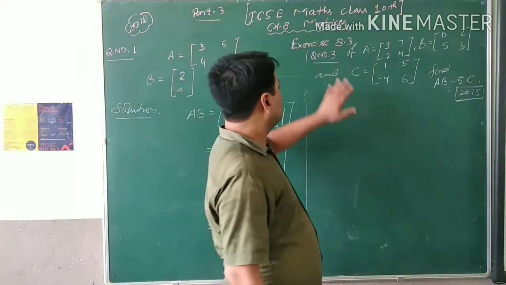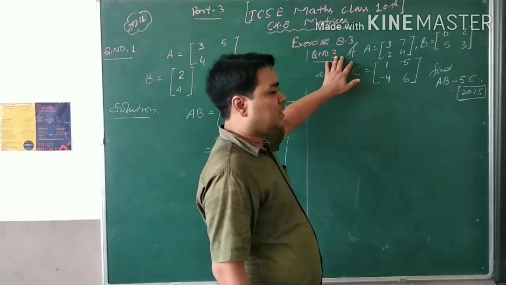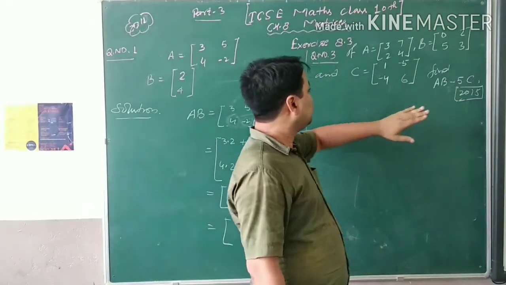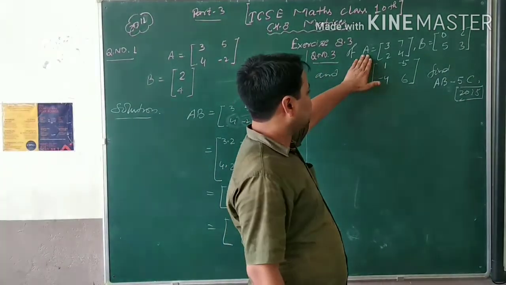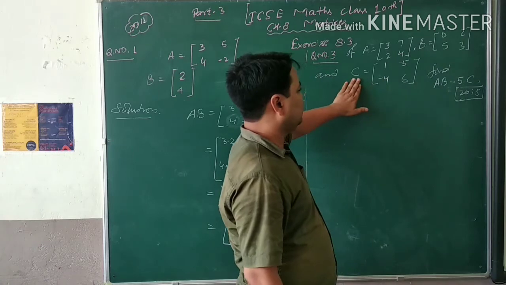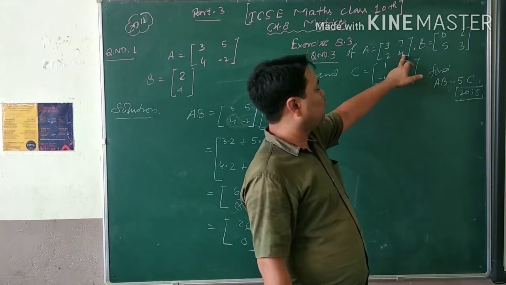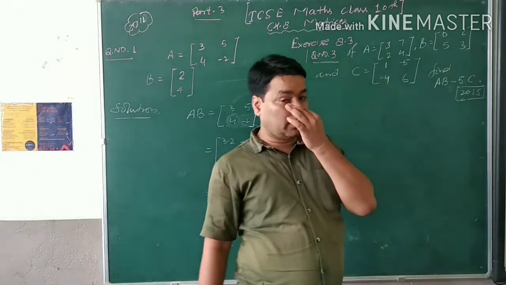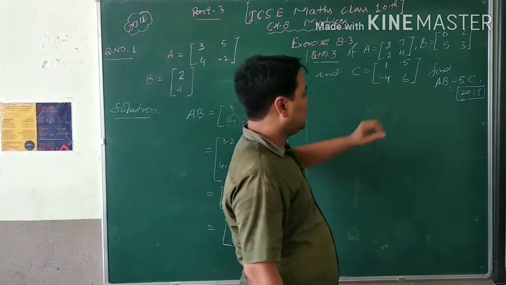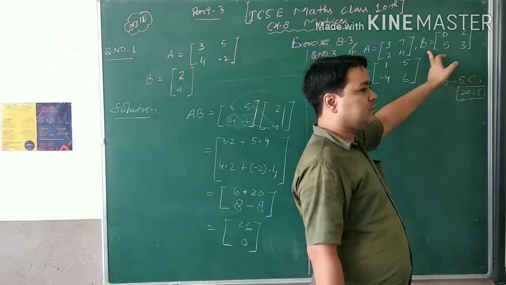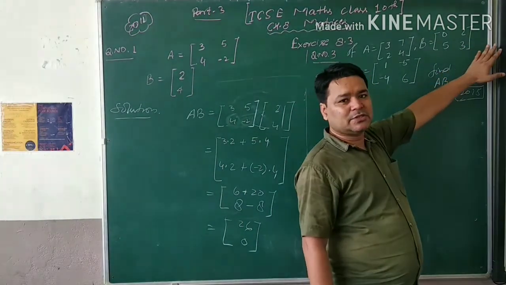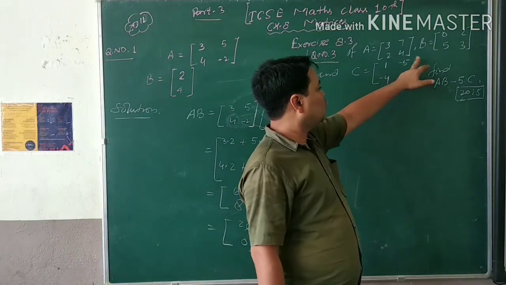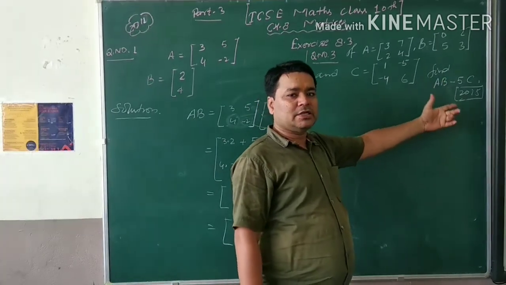Let us discuss question number 3. Question number 3 is also important because this is asking about the activity. There are 3 matrices here: matrix A, B and C. A is 3, 7, 2, 4. Do you know what is the order of this matrix? That is 2 by 2, because 2 rows and 2 columns. Similarly, matrix B has 2 rows and 2 columns, so its order is the same, and similarly for matrix C.